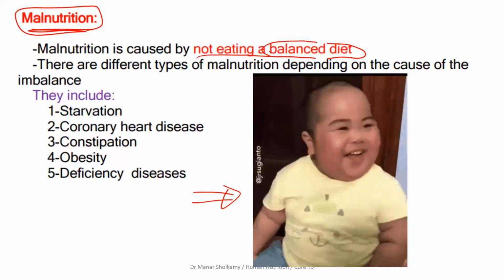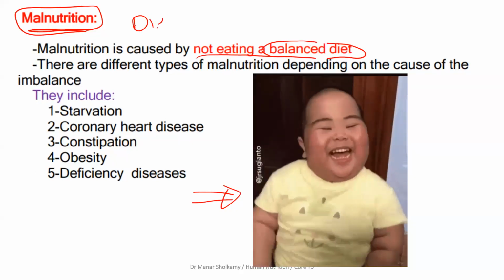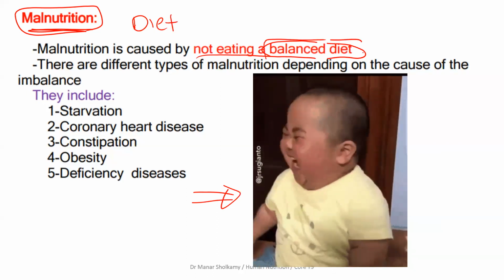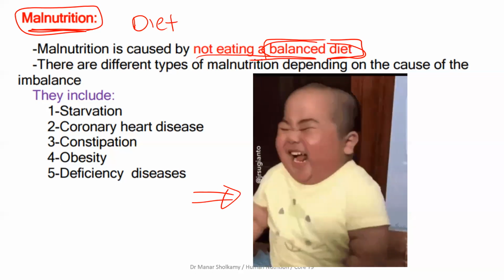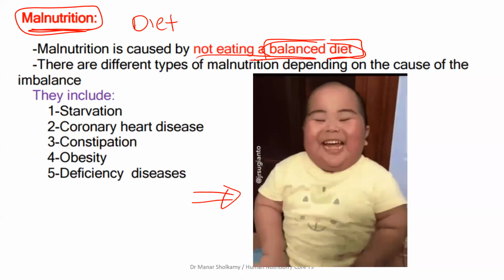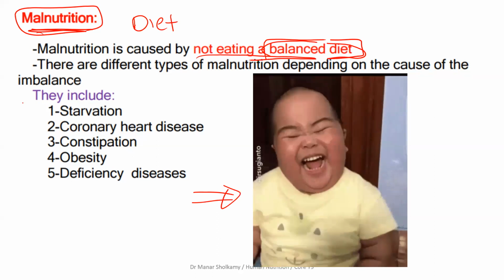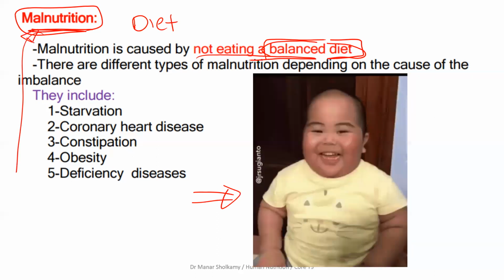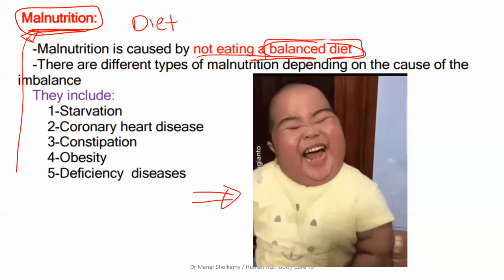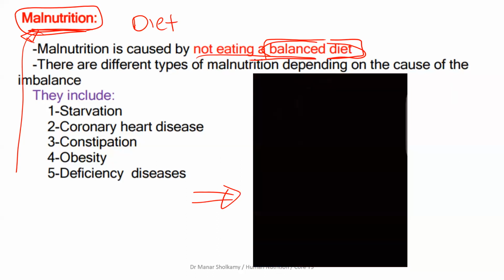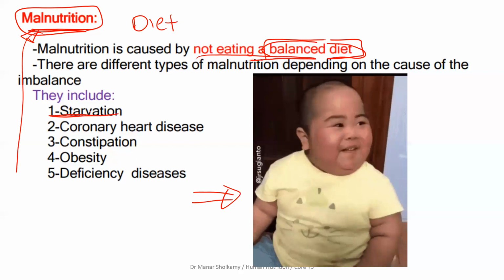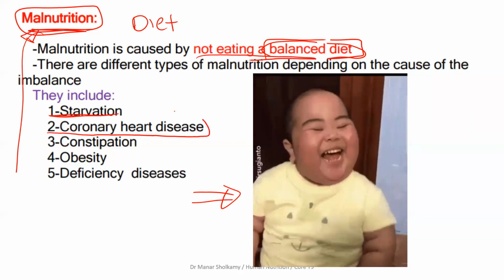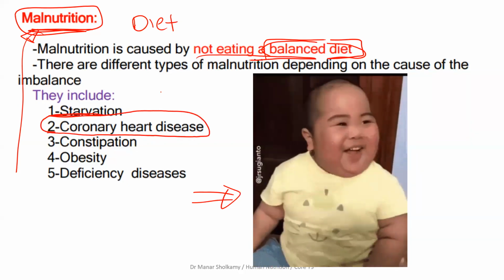So you have now 3 terms. Diet is what you eat. Balanced diet is what you should eat in terms of all the nutrients and the right amounts to make you healthy, to make you have enough energy. Malnutrition is when you eat the wrong type of food, when you eat too much pizza, too much McDonald's, too much fatty foods, or when you eat too little, okay? Starvation is malnutrition. Coronary heart disease is a disease that results because you eat too much fats, and we'll talk about it in detail.